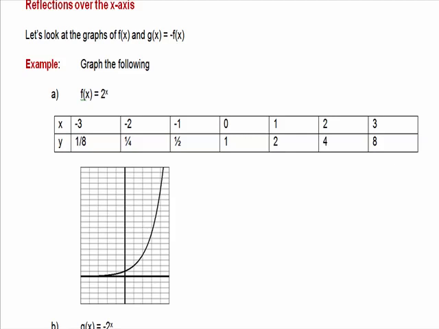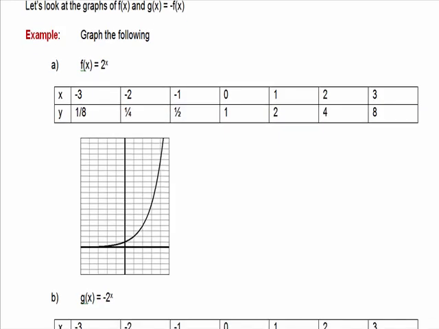So I'm going to take a look at f(x) = 2^x, and I graphed that, and I picked some values in a table. I picked -3, -2, -1, 0, 1, 2, and 3, and I did the computation out and plotted the points. So there's f(x) = 2^x.